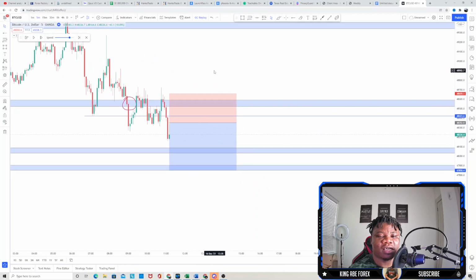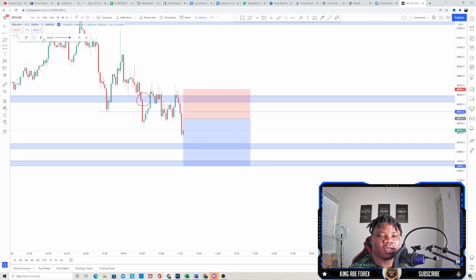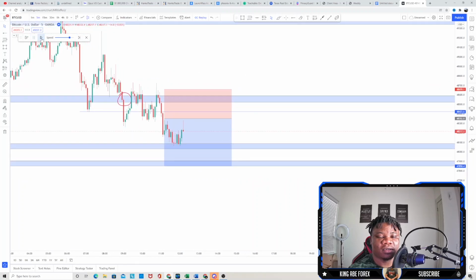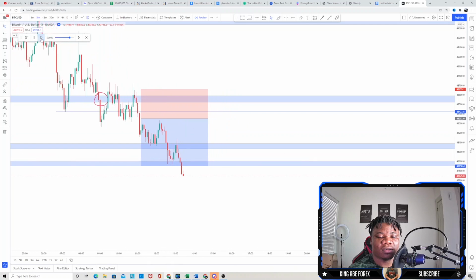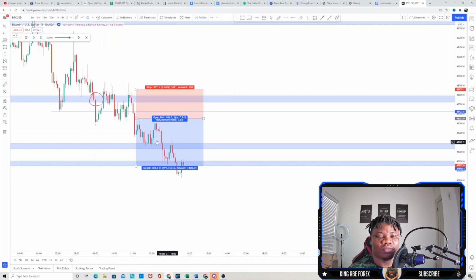So let's see how this trade played out. Let's take a look and see. Right there, we got our take profit, smash. Both of our take profits were actually smashed, for 500 pips.